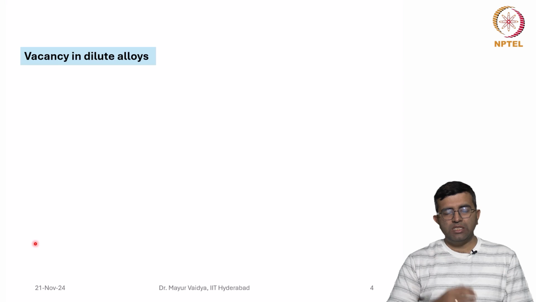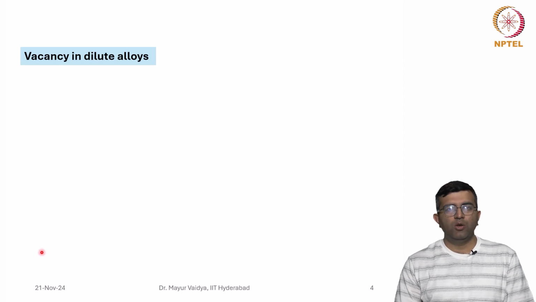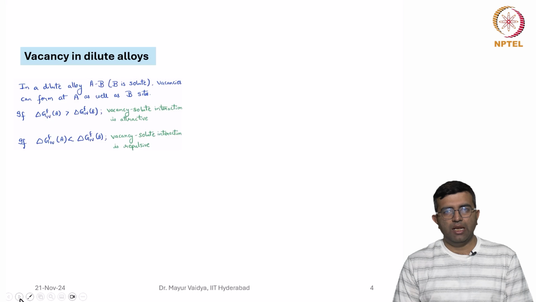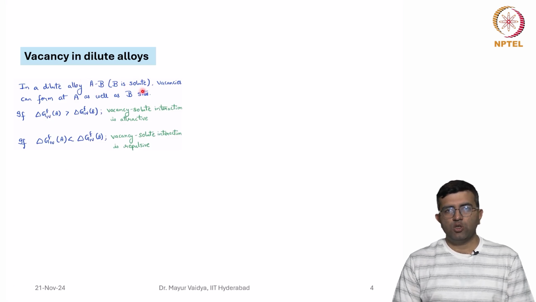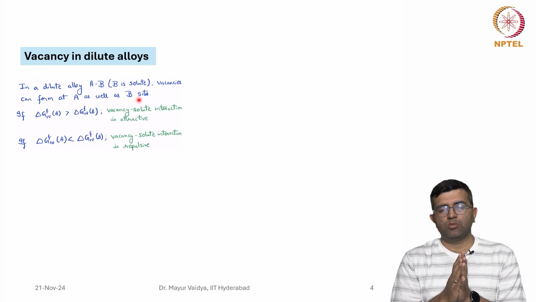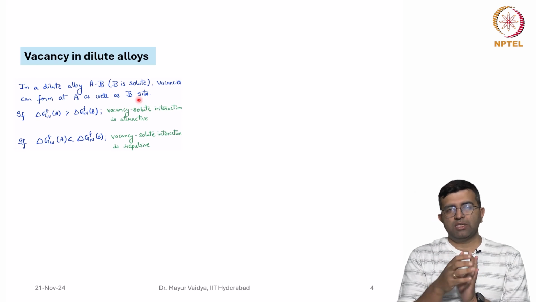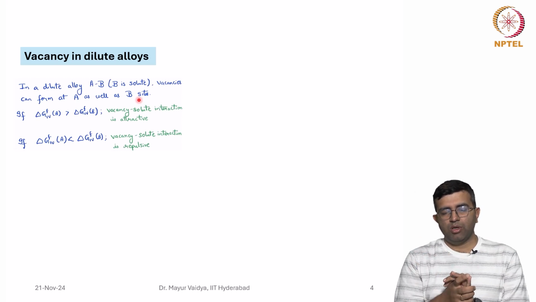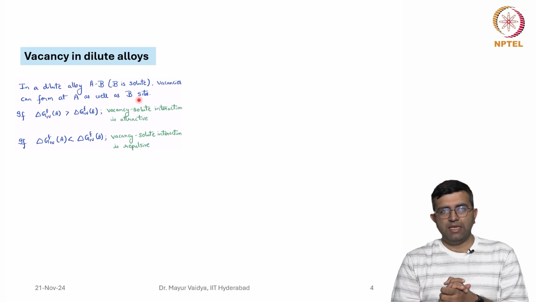Now, a few points about the vacancy in the dilute alloys, that means where the solute concentration is very less. So in a dilute alloy AB, where B is the solute, the vacancies can form at A as well as B sites. That means if a B atom is removed, then the vacancy is said to be on the B site, whereas if an A atom is removed, it is the vacancy on the A site.